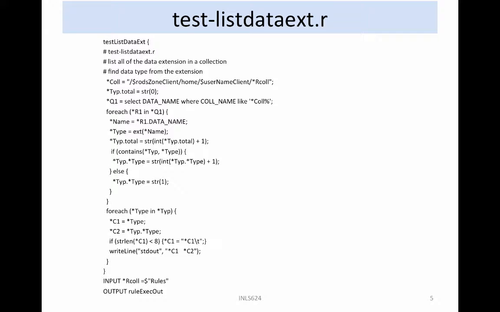The contains policy function is then used to check whether the list *typ.type already contains the data type. If the data type has not been seen before, it is added to the list. If the data type has been seen before, the number of files of that type is incremented. A formatted list of the data types that were found is printed to standard out.